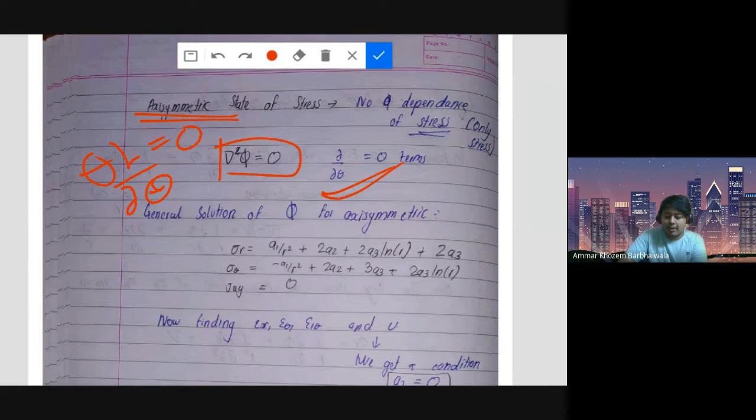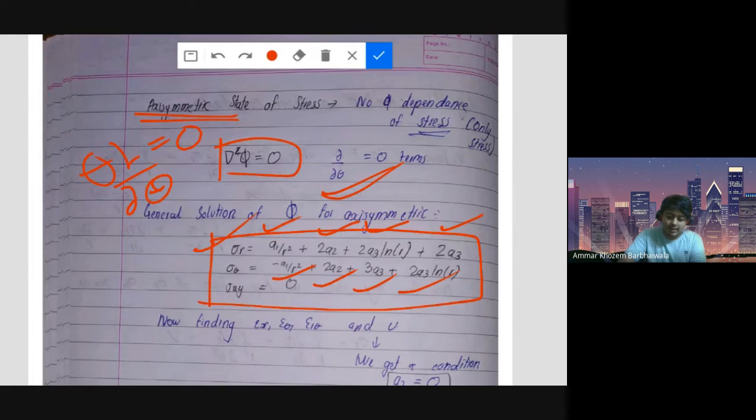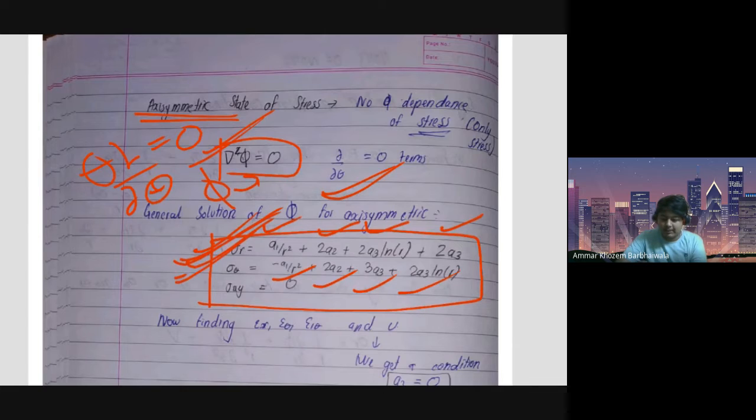So a general solution in terms of the radial terms is this. We have sigma r is equal to a1 by r square plus 2a2 plus 2a3 ln r plus 2a3, and sigma theta is similar. This is the solution we have for phi. Once we differentiate the phi terms, we get the sigma r, sigma theta and sigma y values. So we have the solution for the Laplace of the Laplace of phi is equal to 0, and we wrote it in terms of sigma r and sigma theta and so on.